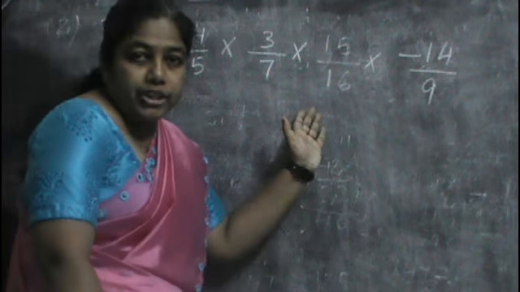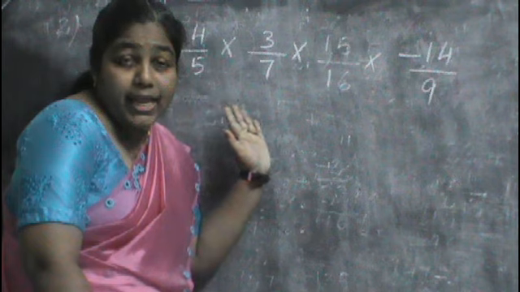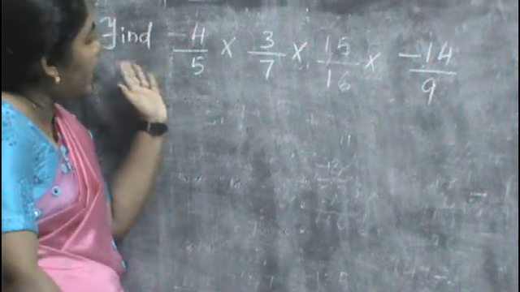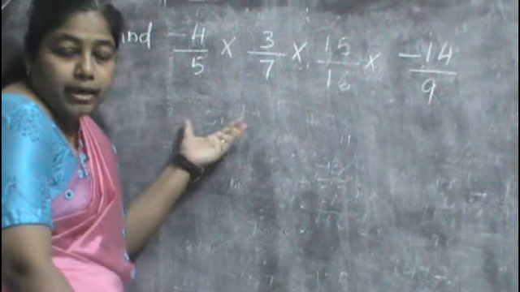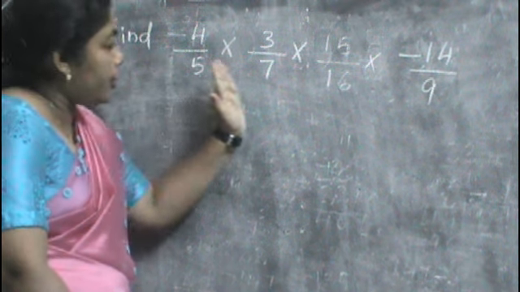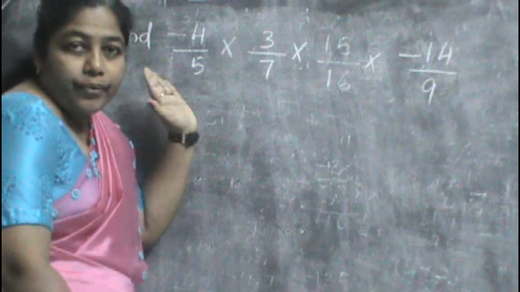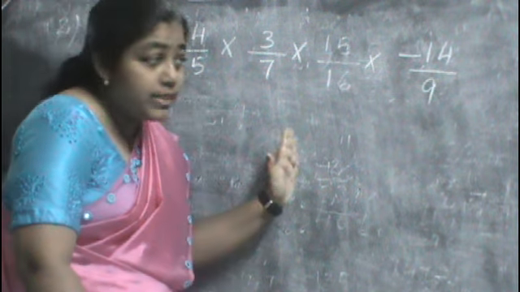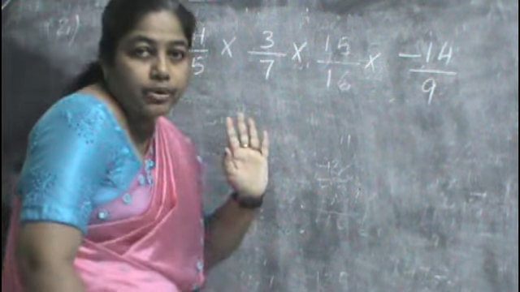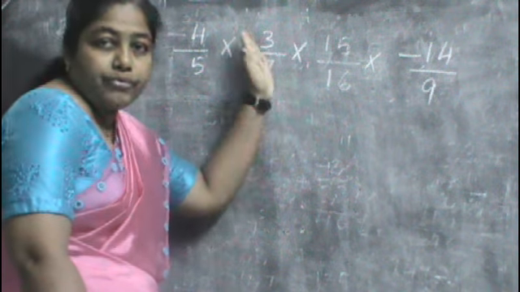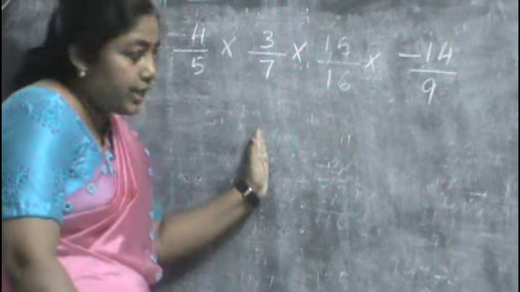In multiplication, no need to find LCM. Most of the students are doing like that, finding LCM and doing. In multiplication, no need to find LCM. We can cancel and write the answer in the lowest form. No need to multiply also. If any number we can cancel, first we cancel, then write the shortest form.